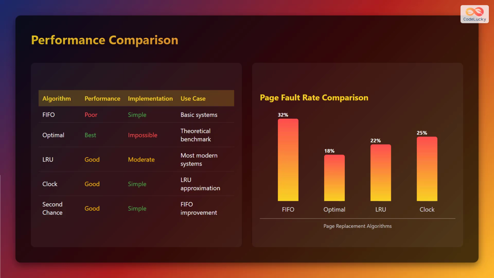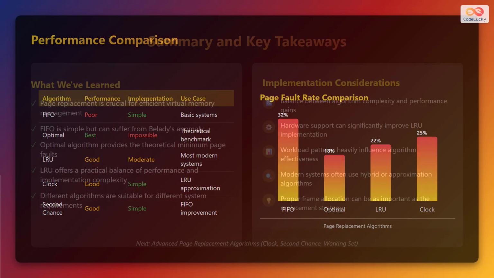There are other algorithms like clock and second chance which have good performance and are simple to implement. The page fault rate comparison chart shows that Optimal has the least page faults while FIFO has the most page faults. LRU and clock algorithms have fault rates between the two.